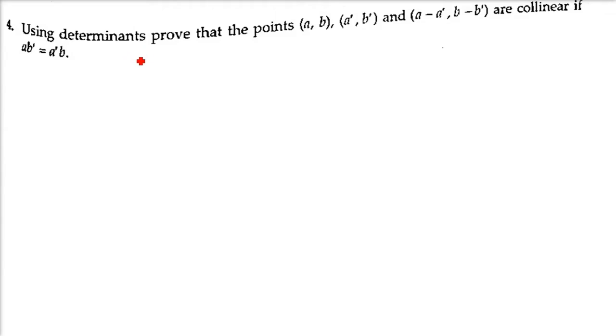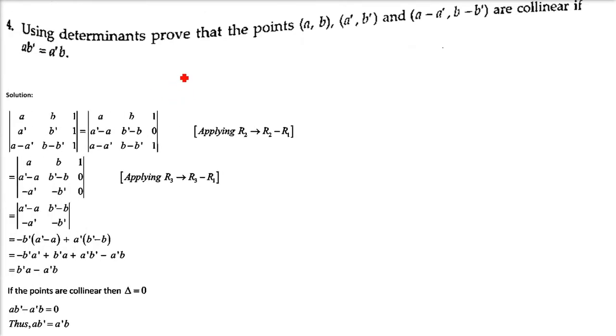Using determinants, prove that the points (a, b'), (a', b), (a minus a', b minus b') are collinear if ab' equals a'b. This is the collinearity condition, and we also know the collinearity condition is that the area of the triangle has to be 0. Mostly when we have alpha, beta, gamma or a', b', there are chances of computational errors, so you need to be very attentive solving this kind of question.